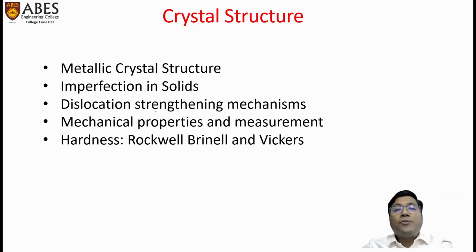So Unit 1 has a discussion on crystal structure and also the mechanical properties and measurement. For crystal structure, the topic-wise discussion would be on metallic crystal structure. Basically, what is crystal structure and how can we define it? What is crystalline material? What is amorphous material? Unit cells and lattice.